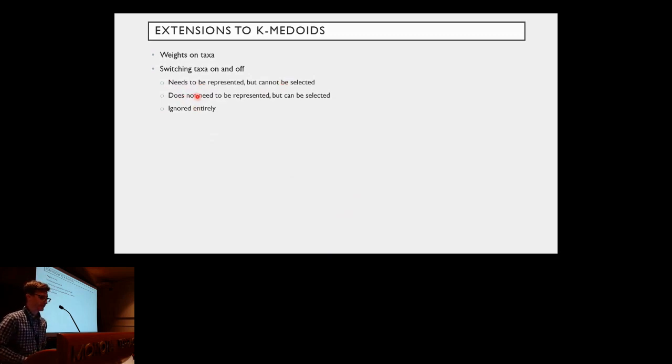Or the opposite: some taxa we don't care whether they're represented or not, but we do allow them to become representatives. Or we can just entirely switch off some taxa on the phylogeny. We regulate this in PARNAS using regular expressions. And then additionally, we can account for prior representatives. For example, if we previously characterized some viruses, we can take that into account, and so we can select new representatives so that the old ones and the new ones can work optimally together.